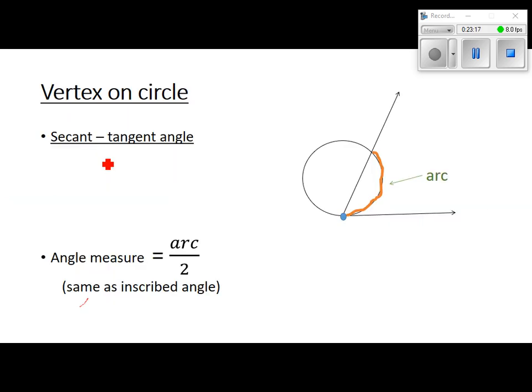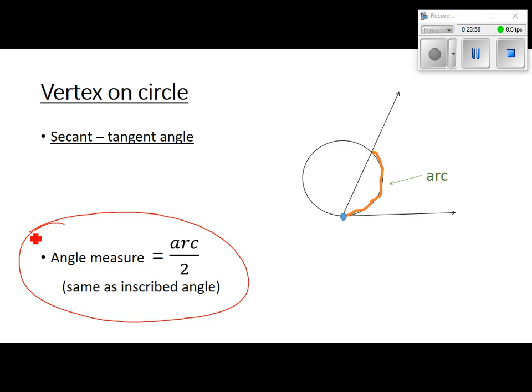Vertex on the circle, again, same thing. Did I put this twice on your notes? Write this down for vertex on the circle. That's what goes in the blank. Same formula as an inscribed angle, it just looks different. So again, you take the arc and divide by 2.